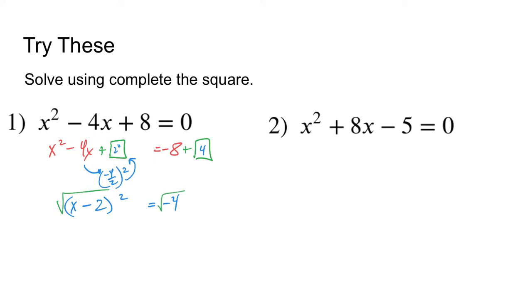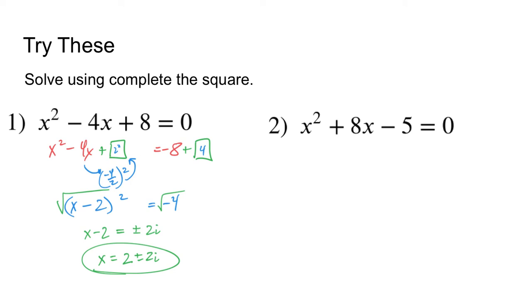I'll take the square root of both sides. I'll get x minus 2 equals plus or minus the square root of negative 4, which is 2i. So I get x equals 2 plus or minus 2i for that problem. Let's take a look at the next one.